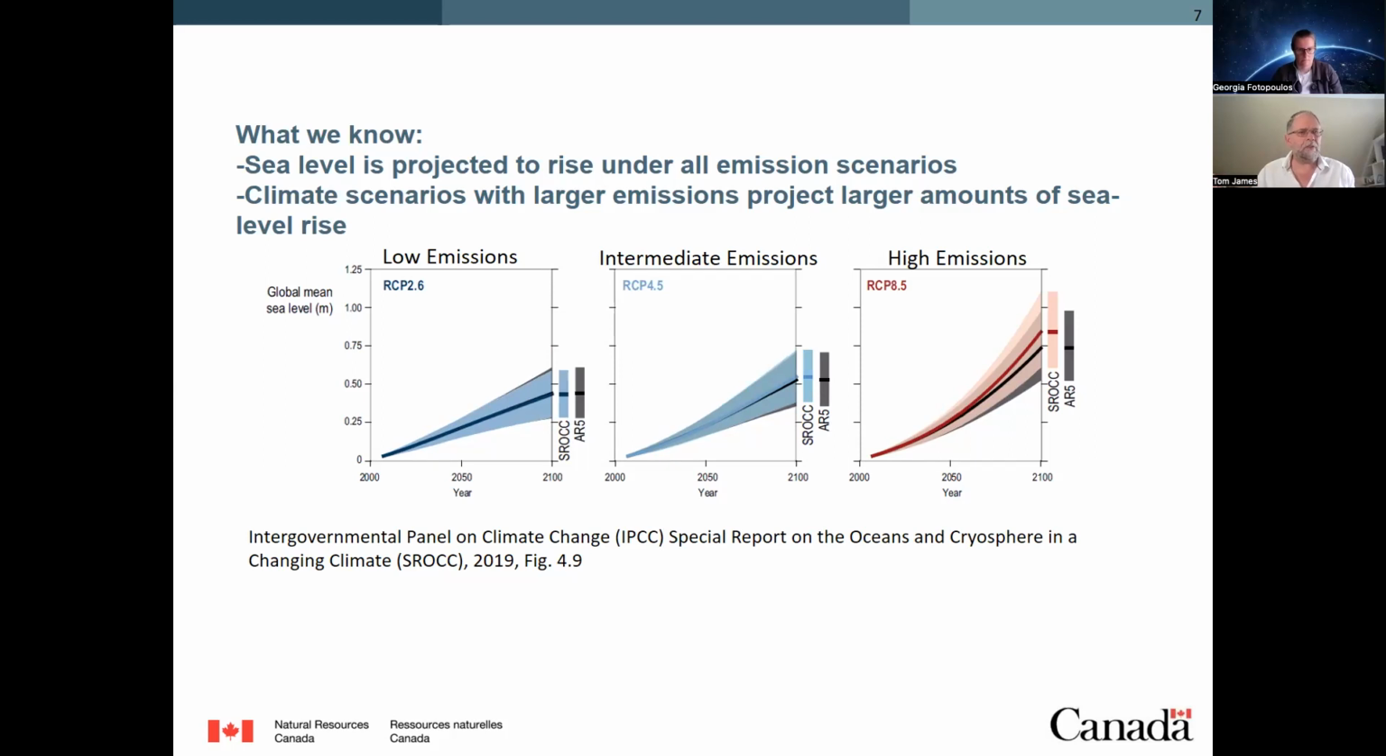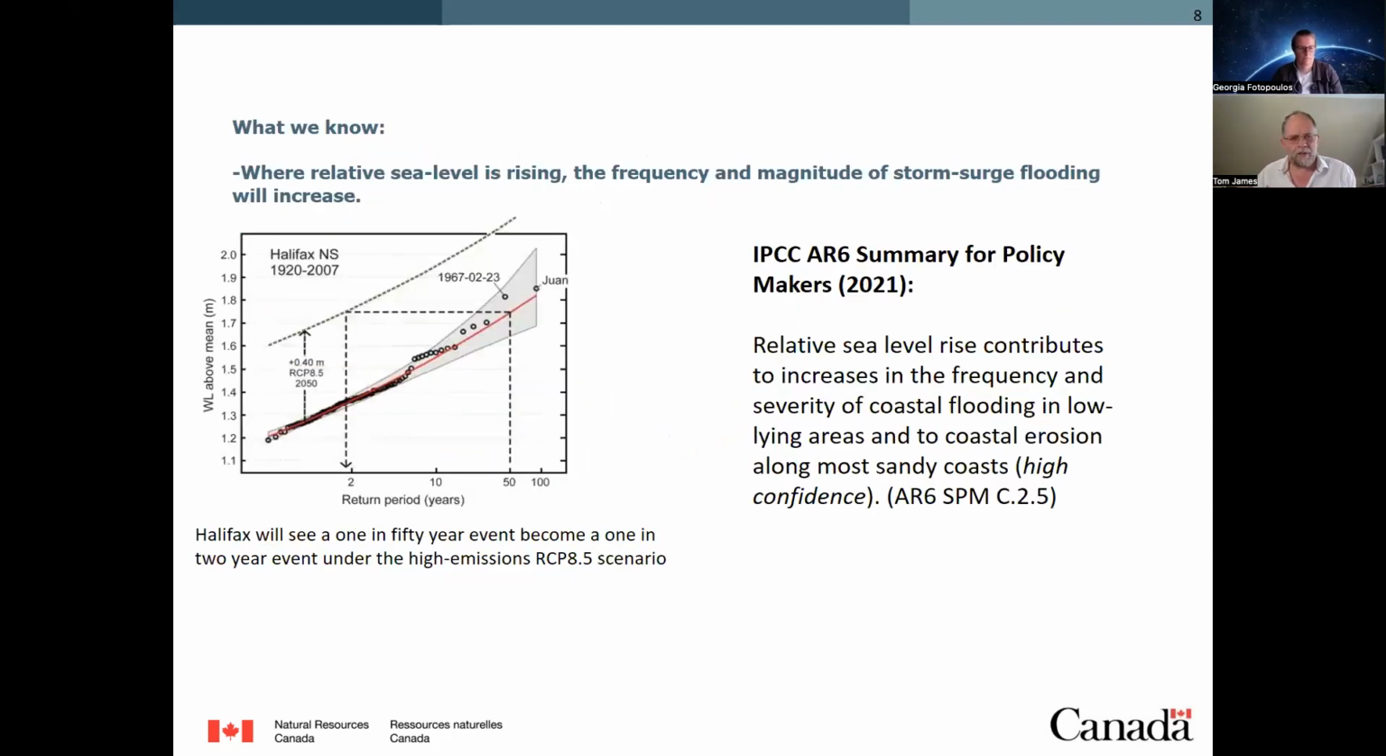And those warmer atmospheric temperatures also promote larger glacier and ice sheet melt. And they also, through a number of indirect processes, promote larger amounts of discharge of ice into the ocean. So this is all well known and understood. And the consequence for flooding is that when relative sea level is projected to rise, the frequency and severity of storm surge flooding will increase.